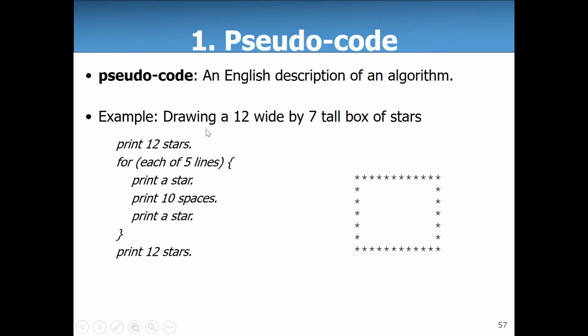So let's look at the strategy of drawing this box, this 12 by 7 box of stars that we look over here. We'd want to print 12 stars at the top, and we'd want to print 12 stars at the bottom, right? And then for each of these 5 lines in between, we'd want to print a star, print 10 spaces, and then print a star. Print a star, print a bunch of spaces, and print a star. And we just do that 5 times total.